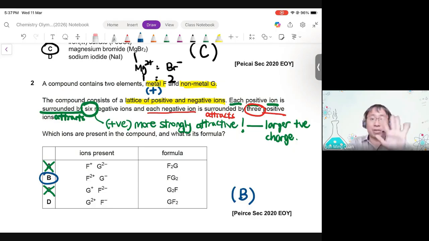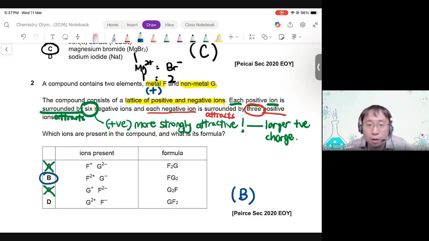Please take note when we set these questions, F and G are not the chemical symbols of the elements. F is not fluorine in this case. F is a metal, an unknown metal. Okay? So any questions on these questions?